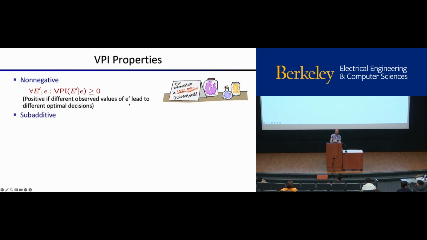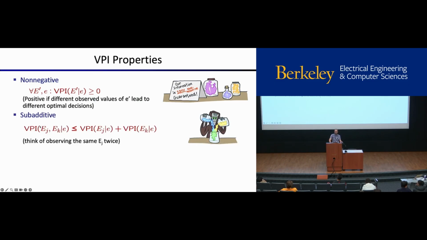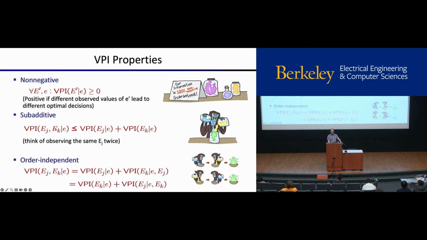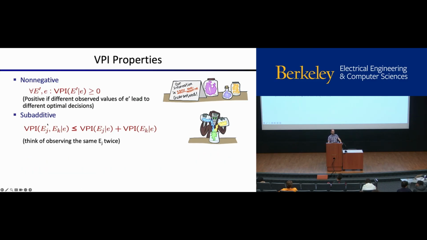The next property is that it's sub-additive, and that means this. If there are two variables that you're thinking about observing the values of, the value of observing both of them is less than or equal to the value of observing the first plus the value of observing the second. To see why this isn't equal, consider the setting where these are actually the same. Observing the same thing twice is going to be no better than observing it once, certainly not twice as good. So sometimes, and in fact usually, this is going to be smaller than that sum.